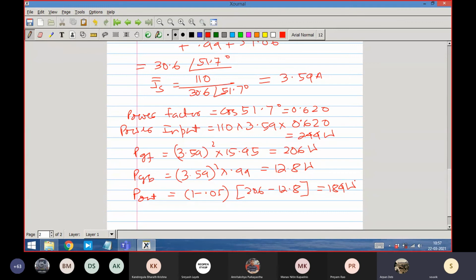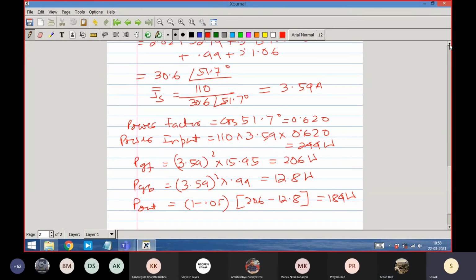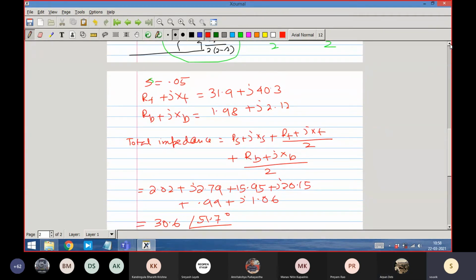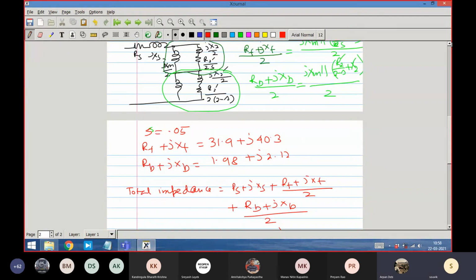Sir, on the forward means PGF, I square into RF by 2, because the equivalent was RF by 2, you assume. What is the air gap power? It is RF, air gap, not input power. But in the expression you substituted 15.45, which is RF by 2. That was what I was asking. Means it will be RF by 2, but you wrote only RF.